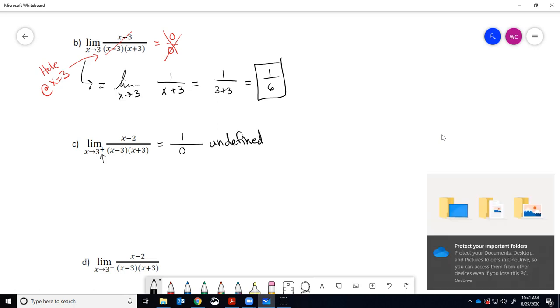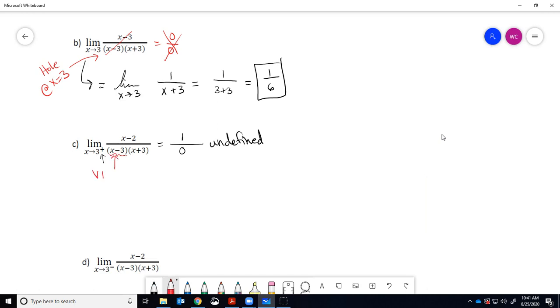Absolutely. This is undefined because the denominator is 0. This x minus 3 right here is causing us to have a vertical asymptote at x equals 3, the number we're trying to approach. So if your denominator is 0 and you can't cancel it, then you have a vertical asymptote you're dealing with. So that's step number 1 of dealing with a vertical asymptote limit.